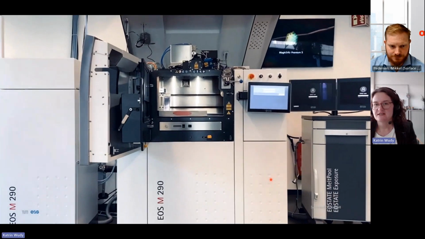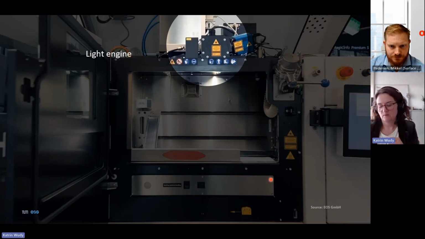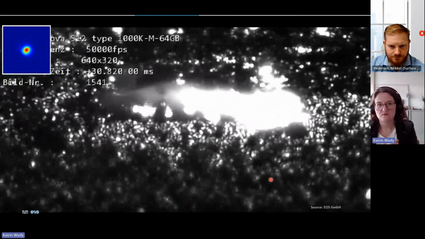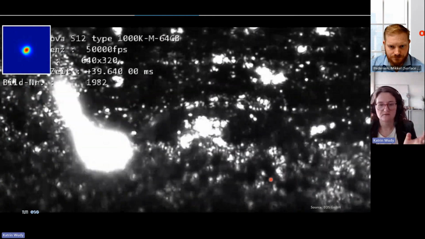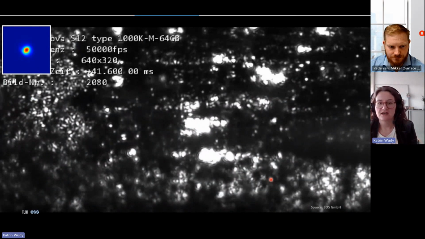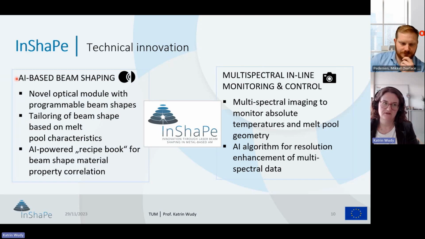If you have a look at the standard process, the key aspect in powder bed fusion is the light engine. In terms of the light engine, EOS has changed this with a beam shaping module, which I will explain to you later. If you look at the state-of-the-art process where you use a Gaussian beam profile, you have definitely, if you're working in the industry, seen this picture before: a highly dynamic process with a lot of spatter formation. And this is the reason why we are using these two technical innovations in InShaPe.